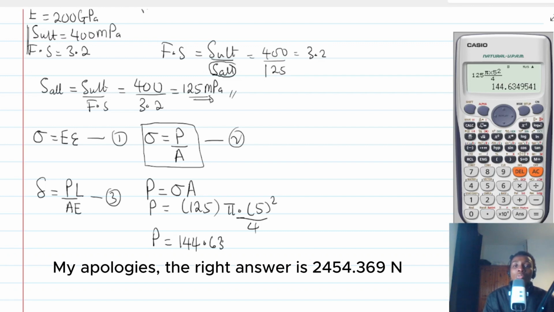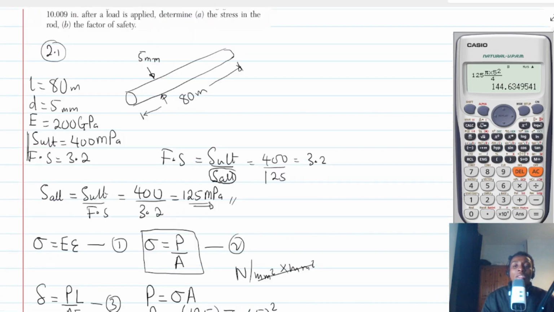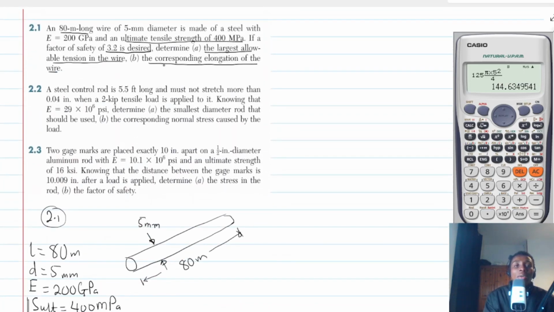Okay, so now the load or the allowable tension will be 144.63 newtons. Because this one is in megapascal, which is the same as newton per millimeter squared, if you multiply it by millimeter squared, you are going to get newtons. So the unit of the load, in other words the tension, is 144.63 newtons. All right.